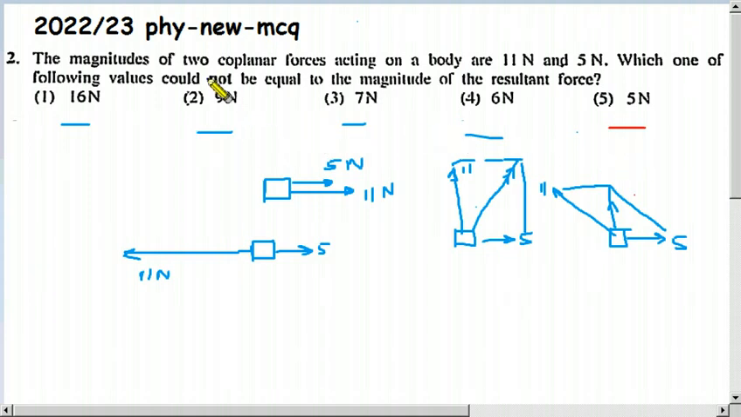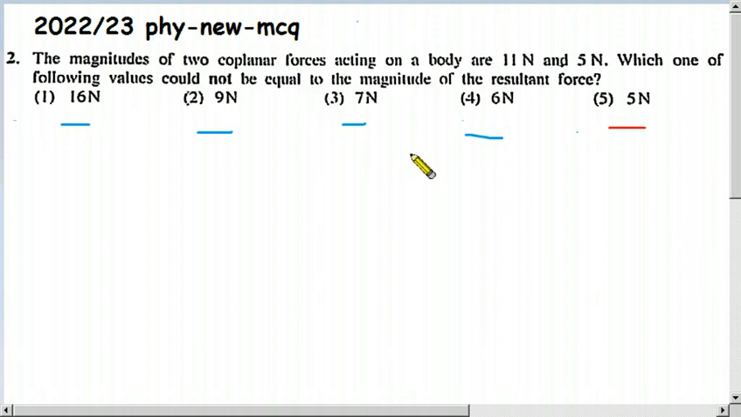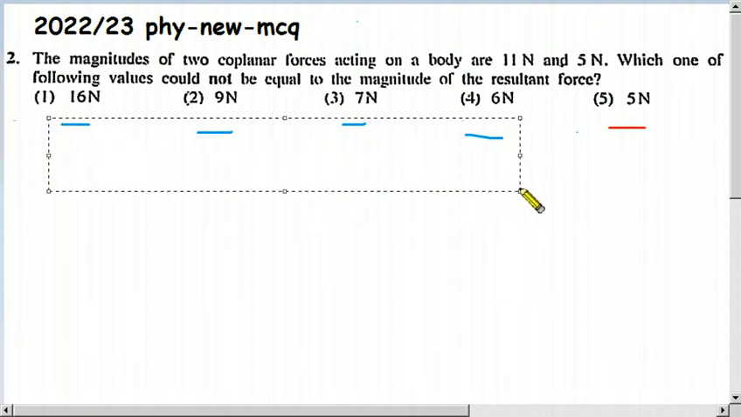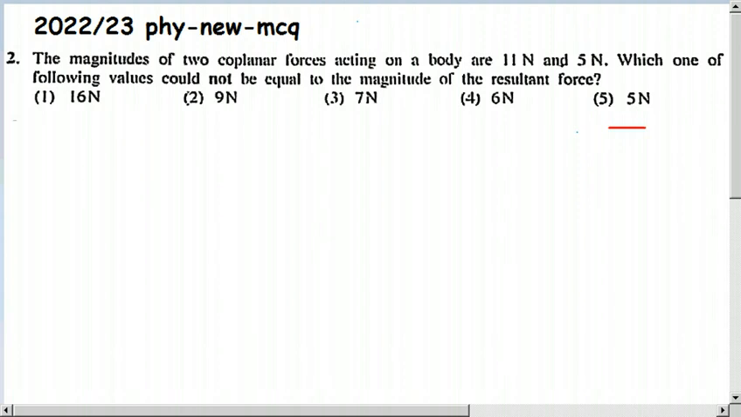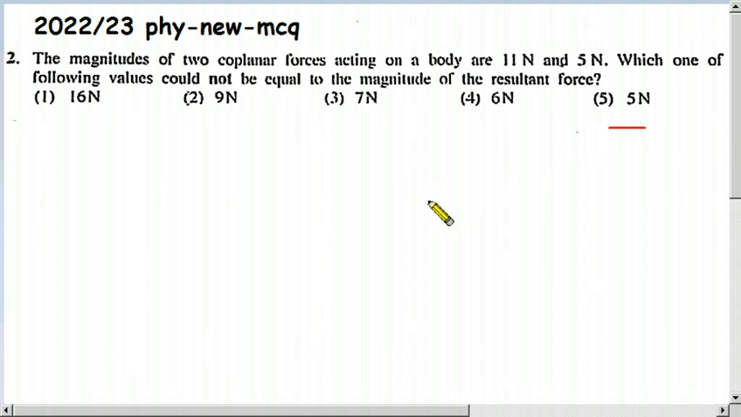What we don't get is 5 Newton, because the influence of the other force, 11 Newton, makes the resultant higher than the least one, so it can't be equal to the least one. Therefore the answer is 5. So let us check question number 2. The answer is 5. So children, I think you can understand it.